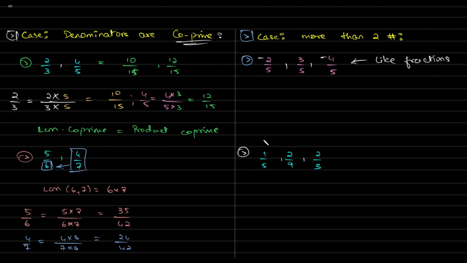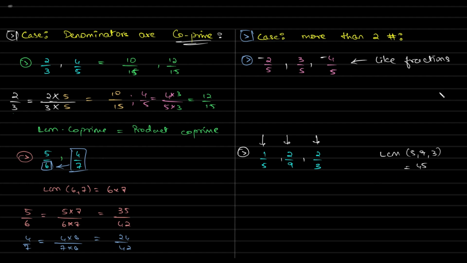Next question. First of all, here too you have to check if they are in the simplest form. This is in simplest form, this is also in simplest form, and this is also in simplest form. And now we are looking at the LCM, not HCF, sorry, LCM between 5, 9 and 3. Right, this is correct now. So we have to check for the LCM for the denominators, and in this case it happens to be 45.